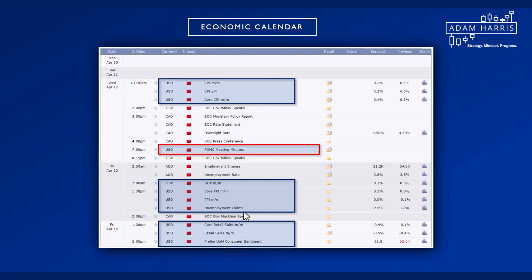Okay, and then on Friday, we've got retail sales figures and consumer sentiment. So that's really going to finish off the week in terms of what's going on with the biggest currency in the world, and we'll see how that goes. Now, let's move on and have a look at the charts.